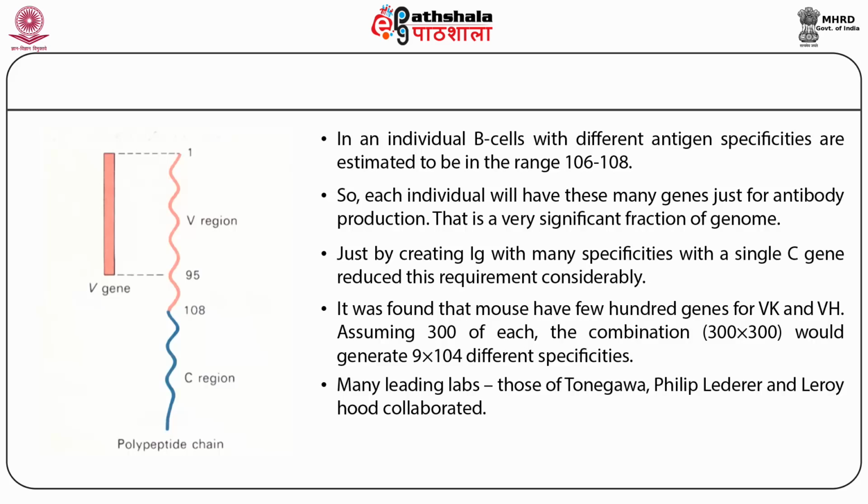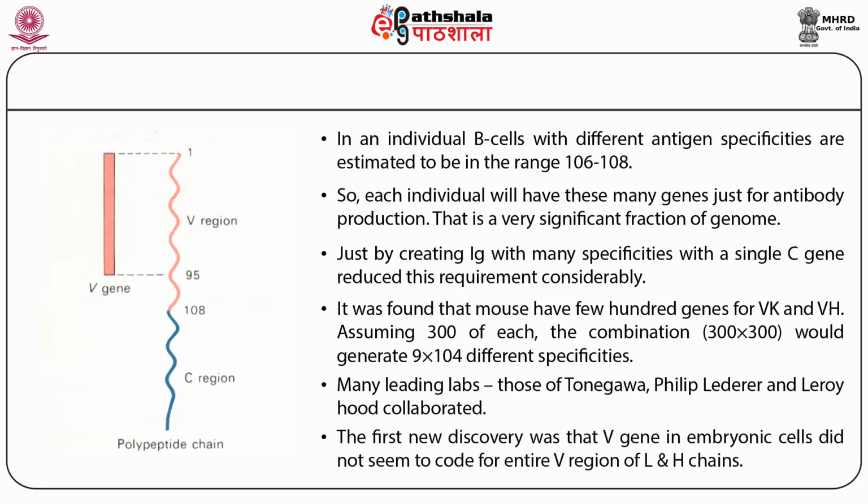Leroy Hood later moved out of academia and coined the term systems biology, which has now become a frontier area in biological sciences. The first new discovery was that the V gene in embryonic cells did not seem to code for the entire V region of L and H chains. The germline V gene codes up to 95 amino acid residues, whereas the V region has 108 amino acid residues. So the next question was, what codes for the 13 amino acid residues?